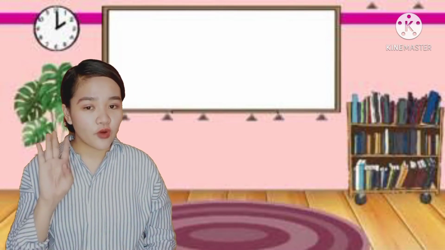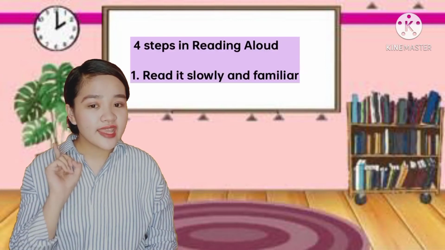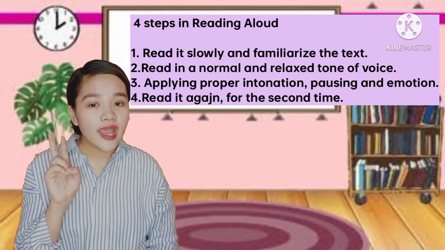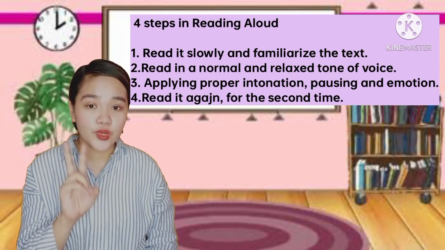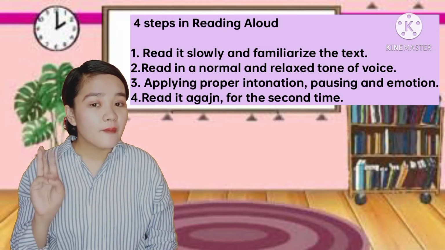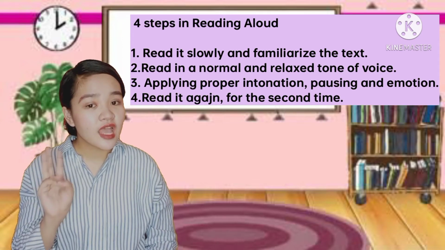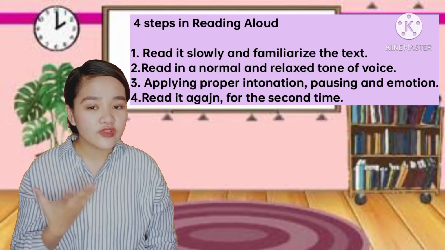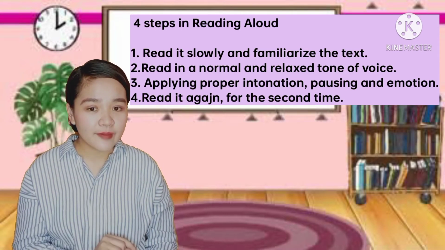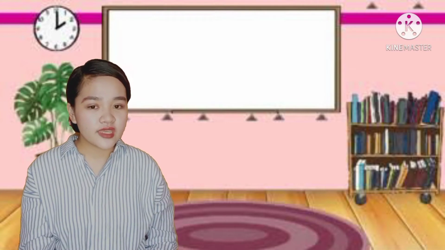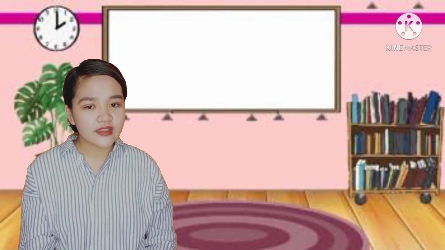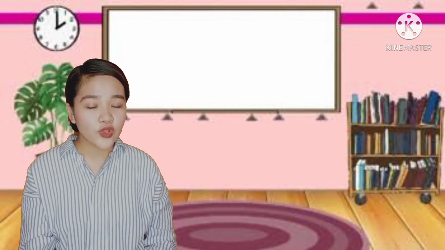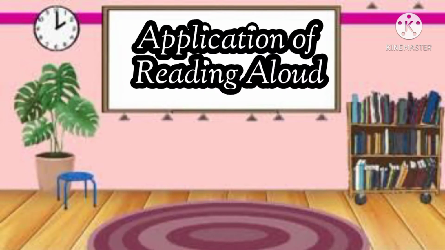So this can be done in four steps. First, by reading it slowly and familiarizing yourself with the text. Second, by reading it in a normal and relaxed voice. Third, by using proper intonation, pauses, and emotion. And lastly, by reading it aloud again for the second time. Here, it is much easier for us to understand the message of the text which the author wants us to convey.